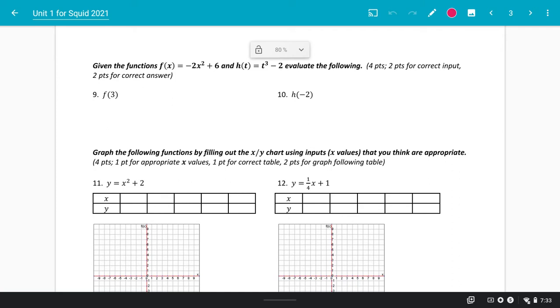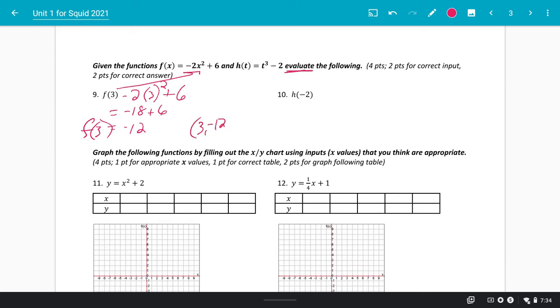I have to evaluate. So basically I need to plug it in, f of x. So I'm plugging this one into that. So I got -2 times 3 squared plus 6. Well, 3 squared is 9. -2 times 9 is a -18. Plus 6 is a -12. So f of 3 is -12. That means the ordered pair is (3, -12).